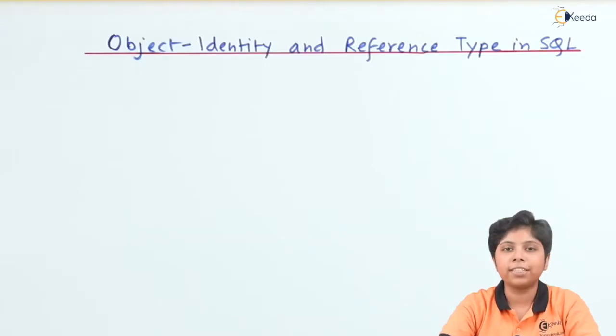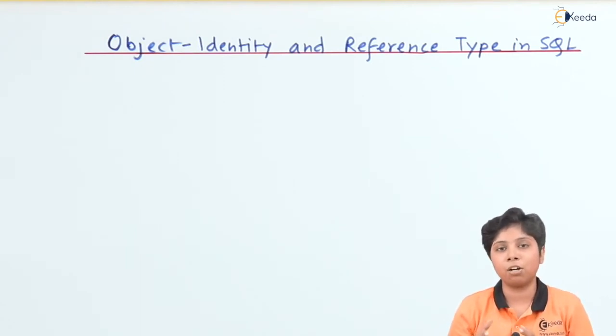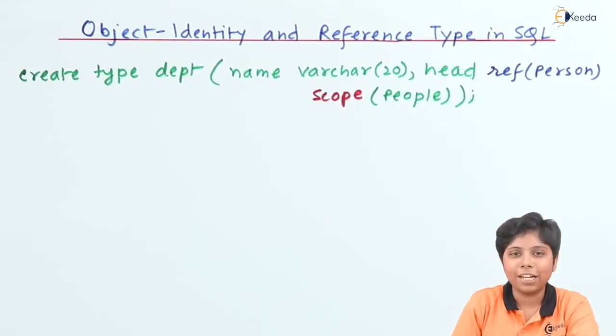First, we will see that in SQL, we can refer to or identify an object with the help of another object. That means if an object has been created, we can create an object based on the created object. Let us look at this example. Now let us see what we have done.